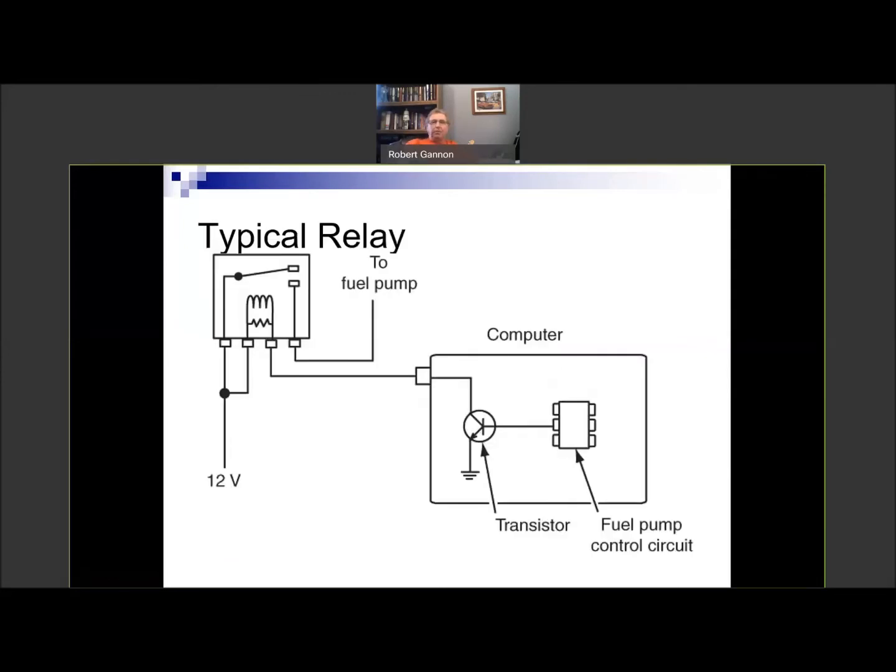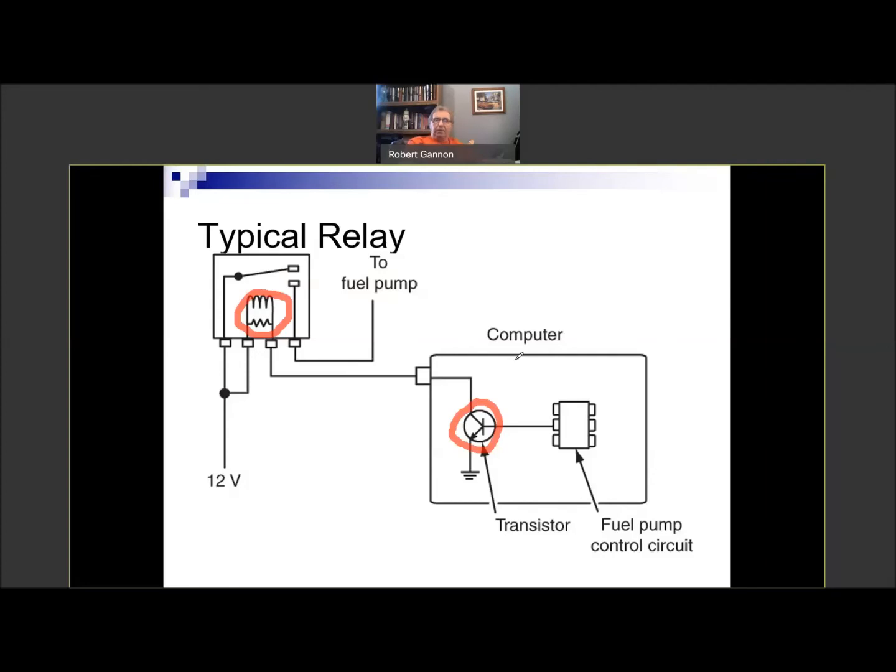So here's a picture of a typical relay. Let me see if I can scribble on this a little bit. We've got a 12-volt source here, right? And that 12 volts is going to go through these contacts when they close, and then out to whatever we're driving, in this case, the fuel pump. This is the coil. This is what I would say is the control part of the relay, the low current part. Notice that low current circuit goes into the computer and through a transistor.